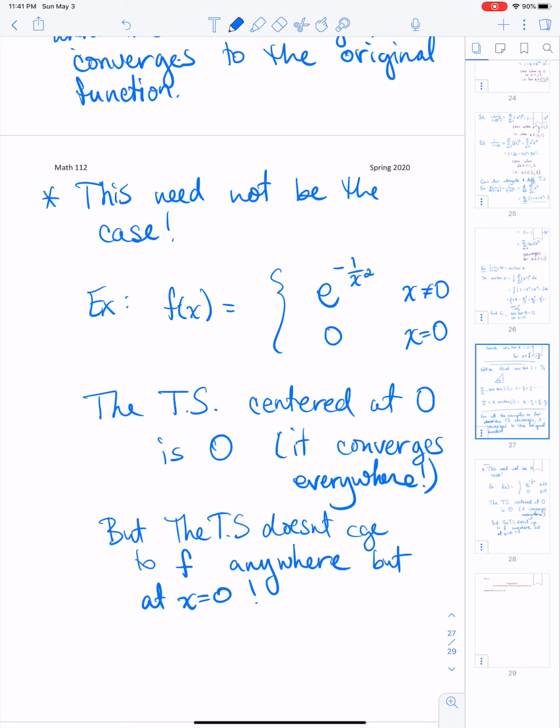It is a strange example, but this motivates the Lagrange error method that is described in your book, where you need to actually show that your Taylor series converges to the function that it approximates.